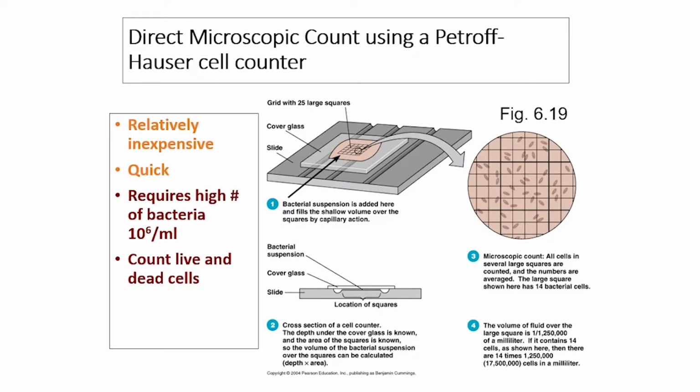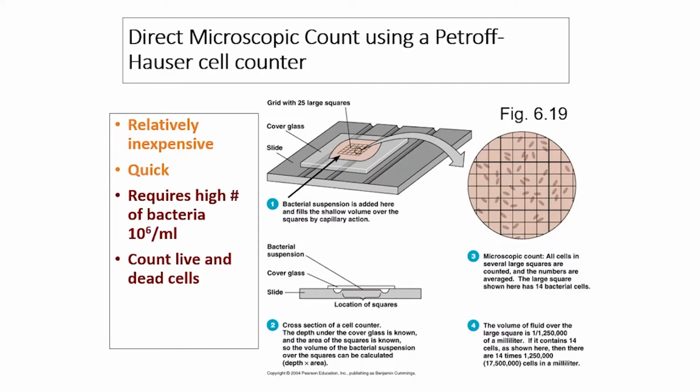Okay, so how do we count cells? There's a lot of different ways. There's a bunch of them, in fact, and there's more than I cover in here, but these are the simple ones. So this one is the direct microscopic count method, using a Petroff-Hausser cell chamber. Basically, we take a sample and we pipette the liquid into this cell chamber right here, and it goes into here.